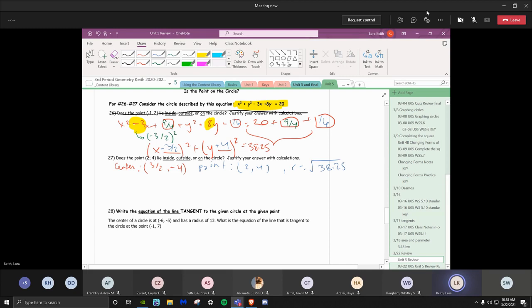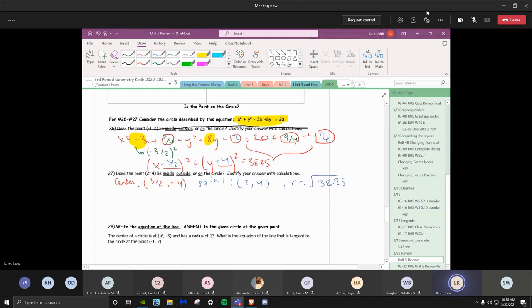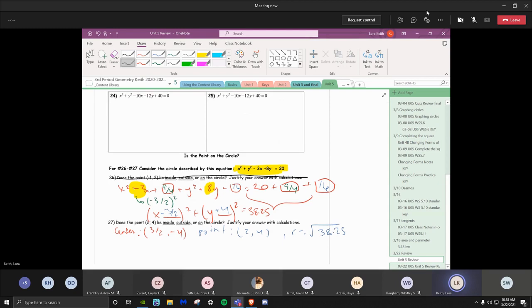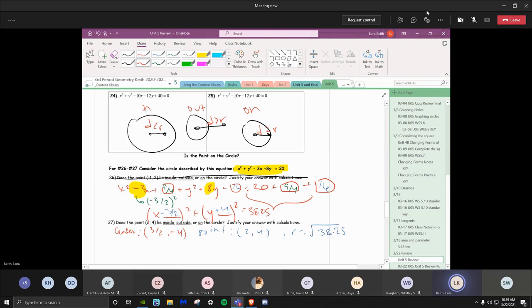So remember, if something is inside a circle, that means that our distance is less than the radius. So let me just draw that out here. If it's inside the circle, our distance is less than the radius. If it's outside the circle, our distance is greater than the radius. And if it's on the circle, the distance is the radius. So now we're going to check the distance from the center to the point, and check if the distance is greater than, equal to, or less than the radius.